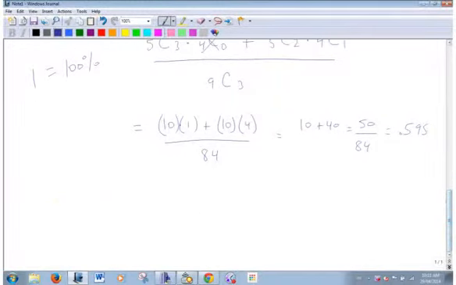All right, so there's another type of problem. Let's look at some coins.